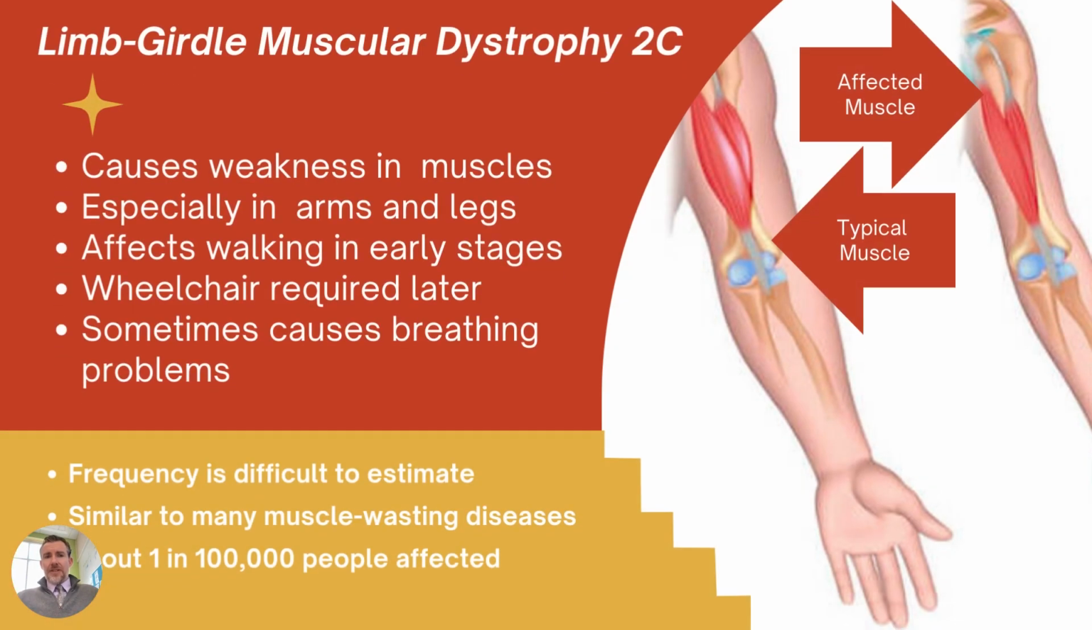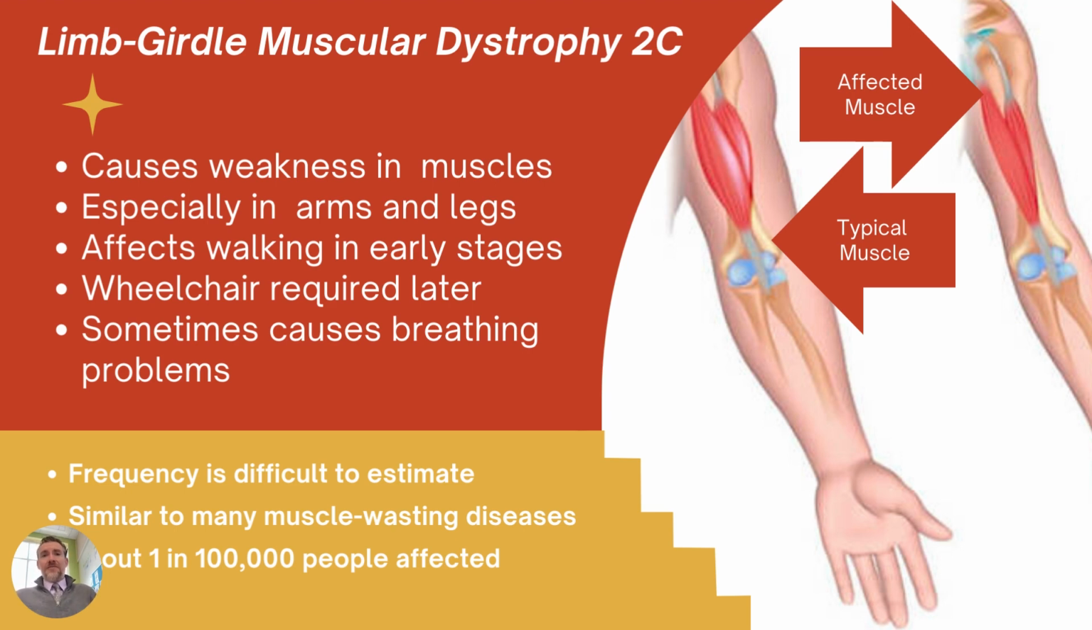So first off, the type of muscular dystrophy that I'm going to present about is called Limb-Girdle Muscular Dystrophy 2C. There's actually many different kinds, so this is one specific type of muscular dystrophy. Like all muscular dystrophies, it causes weakness in the muscles. So for this type, it's especially in the arms and legs.